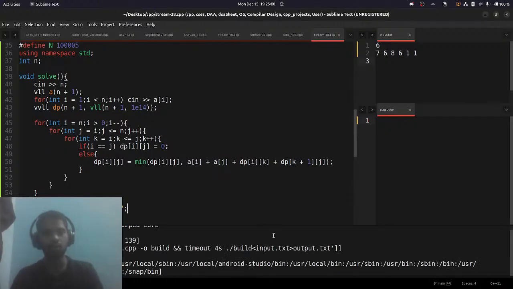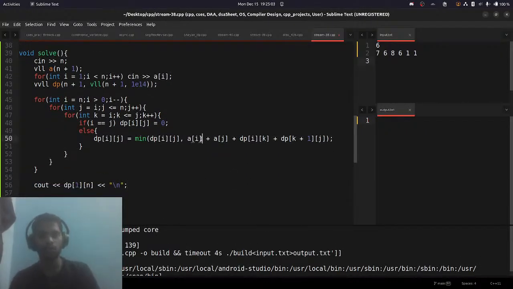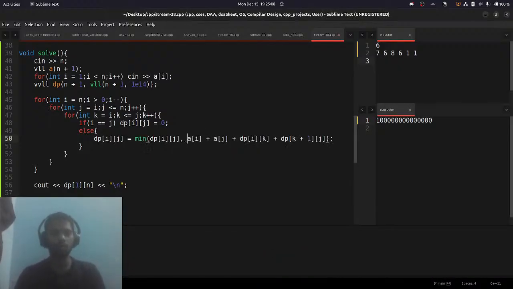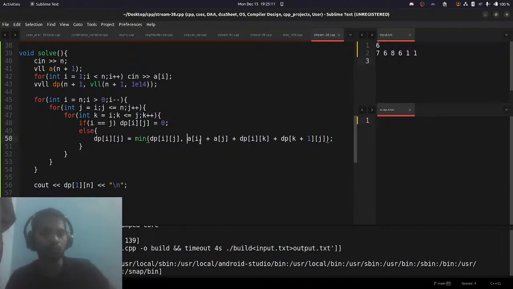Let's see. Seg fault, where? Think here. Okay, here. Seg fault here. How? So we are going from n, okay, k is going from I to j, okay.